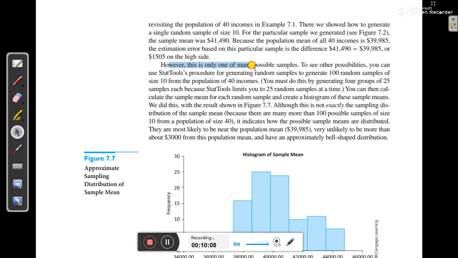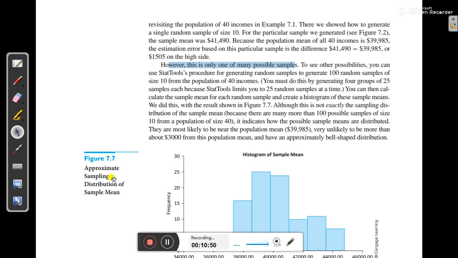However, this is one of many possible samples. This difference is for one sample, and there might be lots of other possible samples with different values. To see other possibilities, you can use the StatTools procedure for generating random samples to generate 100 random samples of size 10 from the population of 40 incomes. You must do this by generating 4 groups of 25 samples each, because StatTools limits you to 25 random samples at a time. You can then calculate the sample mean for each random sample and create a histogram of these sample means.